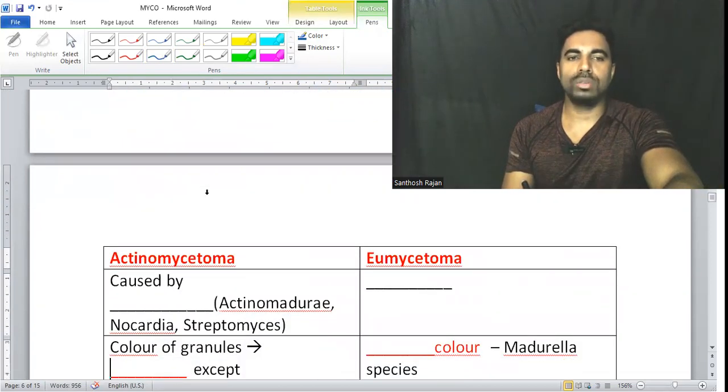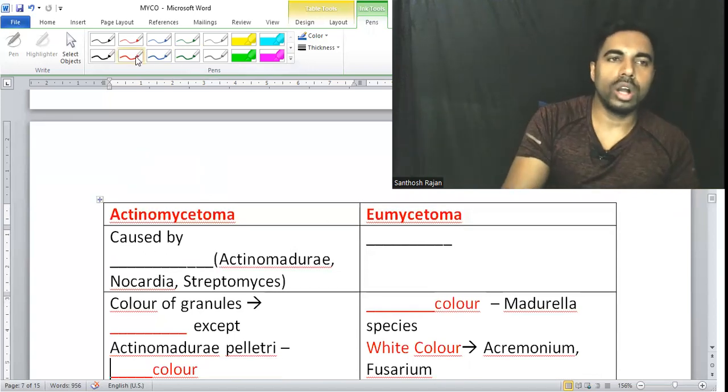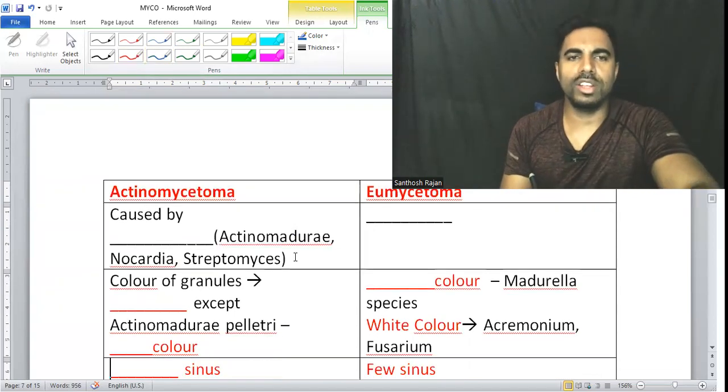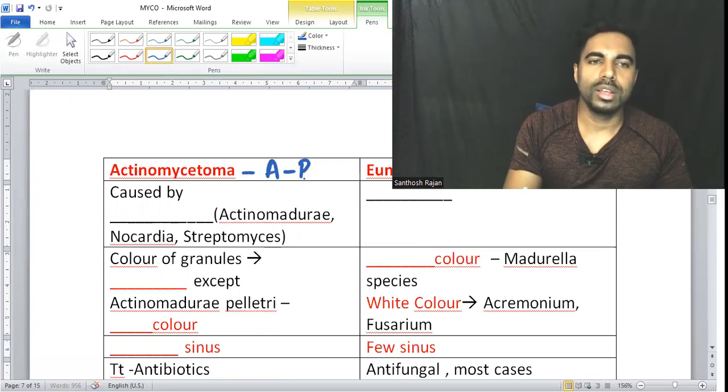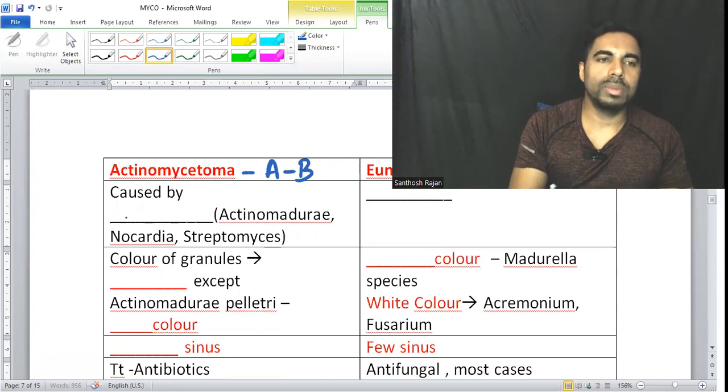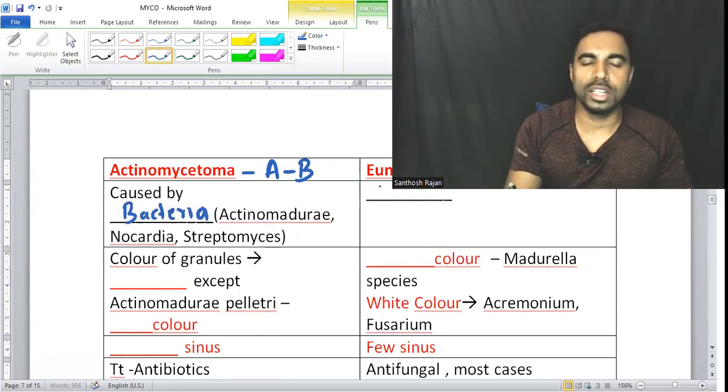So now, the difference. We have two types, actinomycetoma and eumycetoma. How to differentiate? Very, very simple. A for apple, B for ball. After A comes B, after E comes F. Actinomycetoma is caused by bacteria. Eumycetoma is caused by fungi.